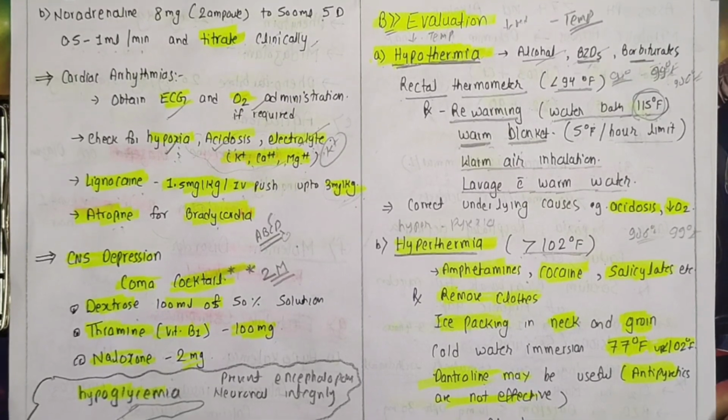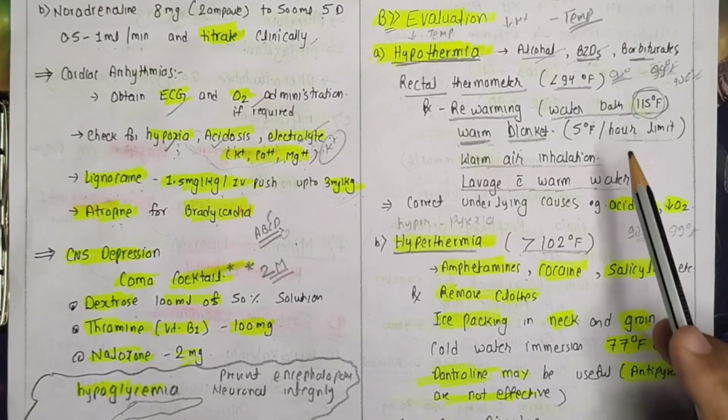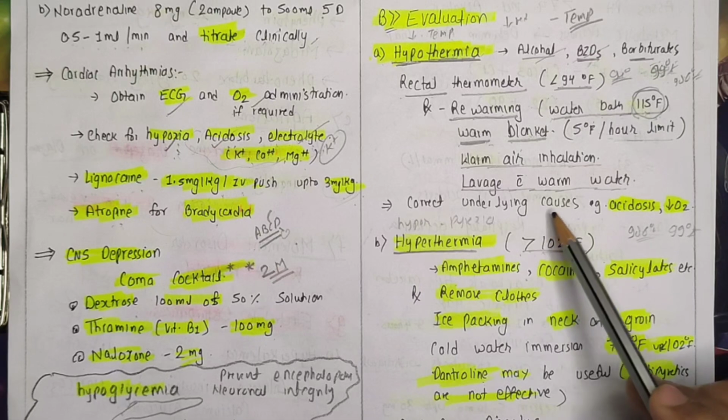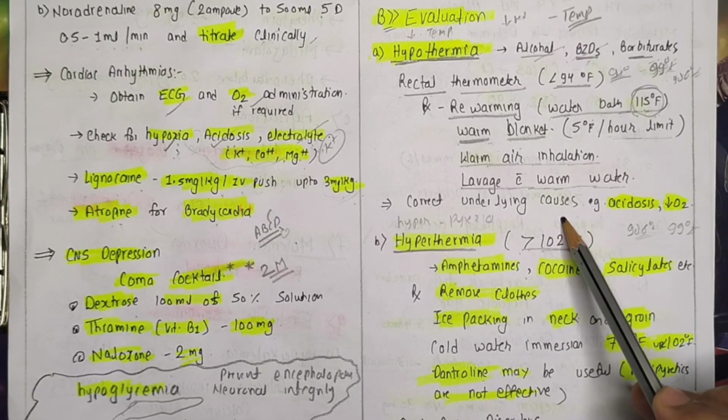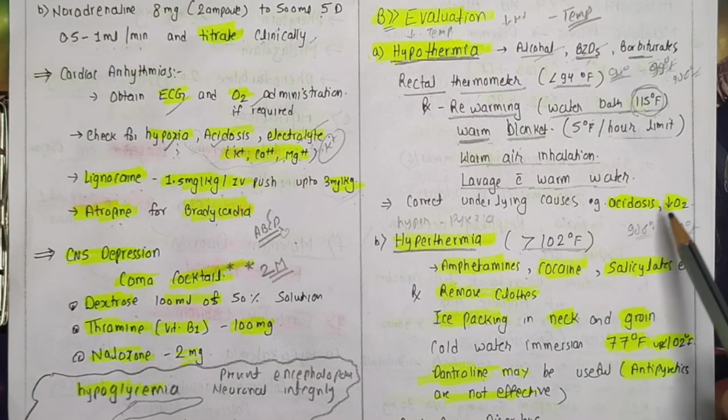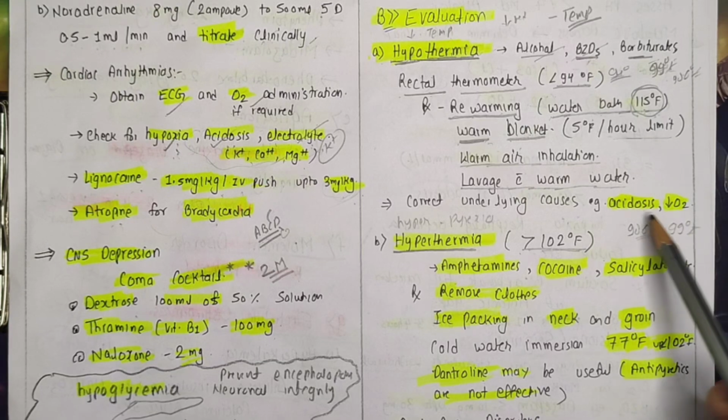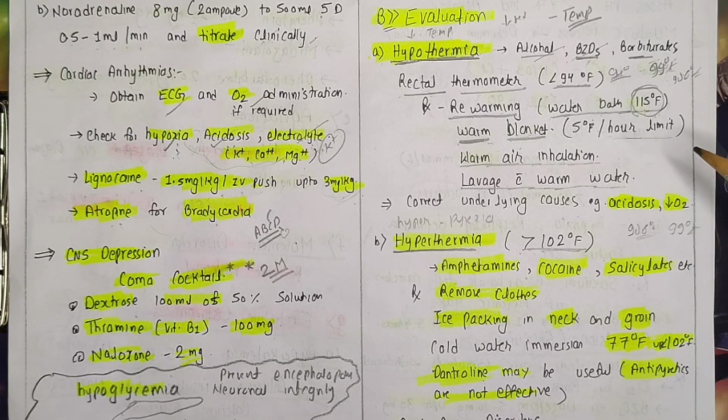Then the mainstay to correct hypothermia is correcting the underlying cause. The main conditions responsible for hypothermia are acidosis and hypoxia. If we correct them, then it is easy for us to control the temperature.